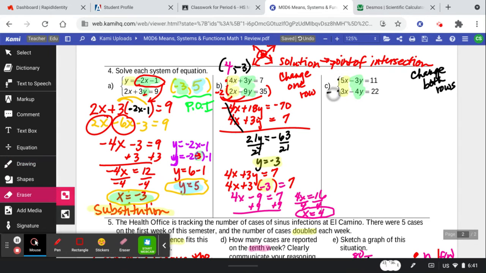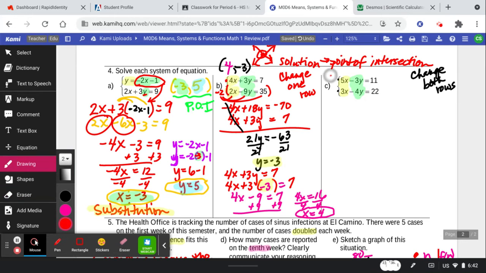Do you want to do that and go for the x's? Option 2 would be to go for the y's. Notice I have a 3 and a 4. What if I multiply the top by the 4 and the bottom by -3? Do you see that that would make 12 and 12? One would be negative, one would be positive. That would be if you wanted to go for the y's. Both options work. So you pick which way you want to do.